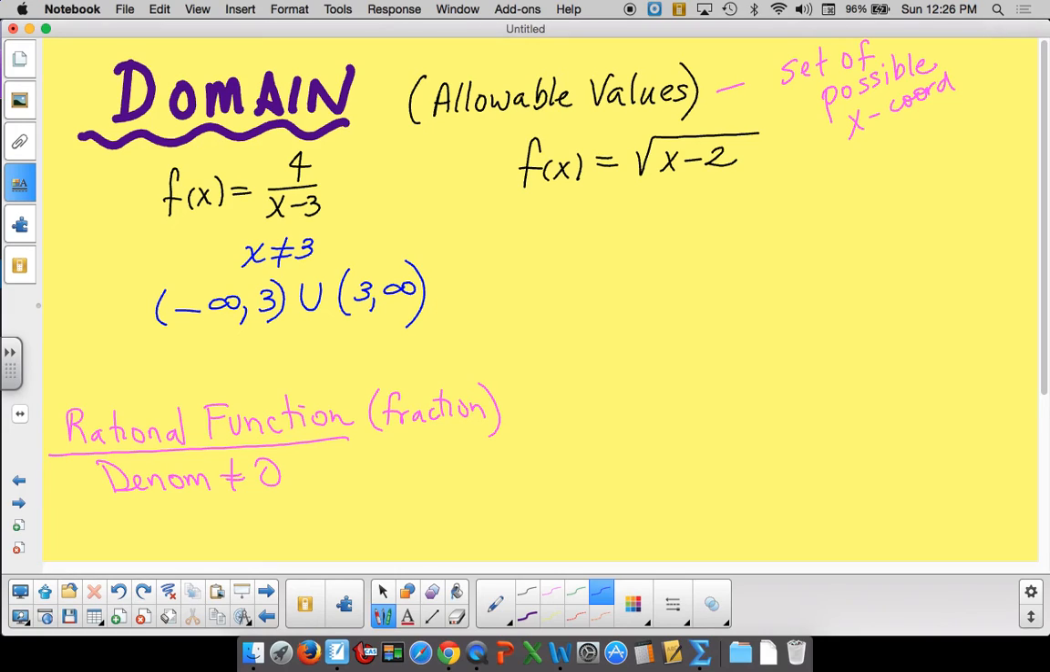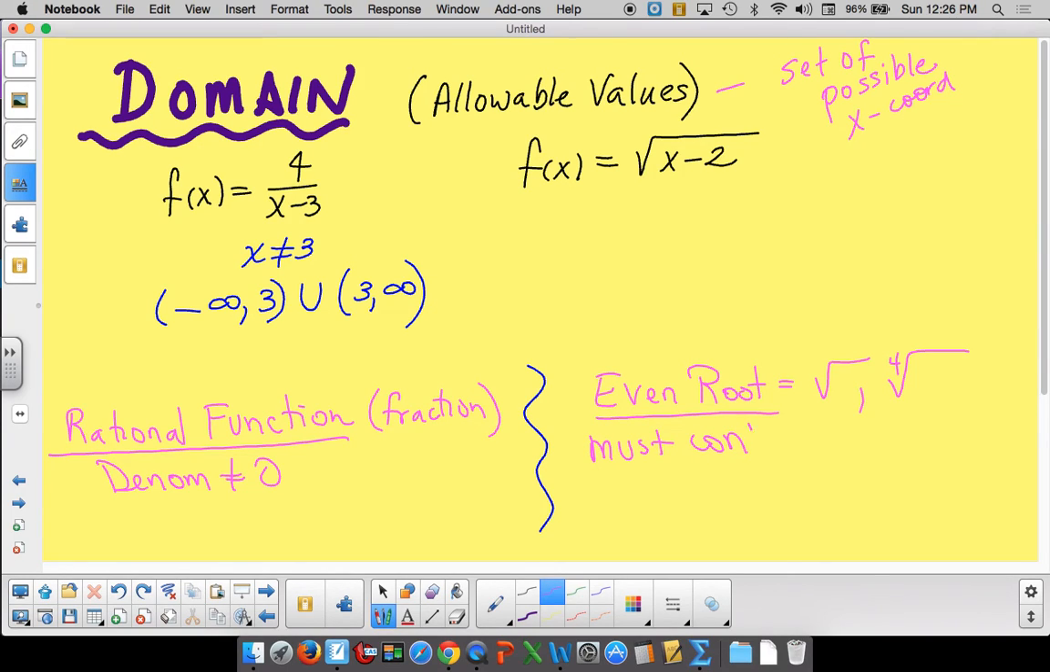Okay, the other one, roots. These are the sticking point. You're going to be excited to see this. Square roots, even roots. If you have a root, a second square root, fourth root, sixth root, anything with an even root, what kind of numbers must be contained in even roots? They must contain positive values. So now you have to figure out where will this thing contain positive values.